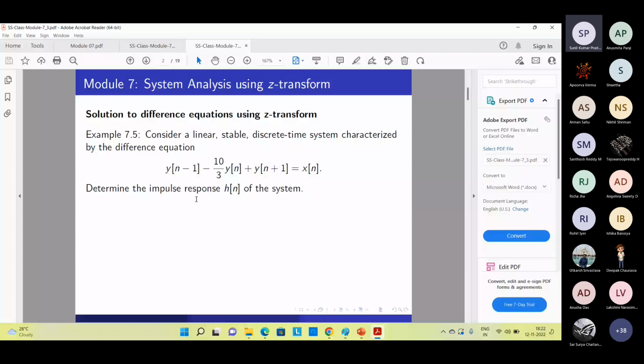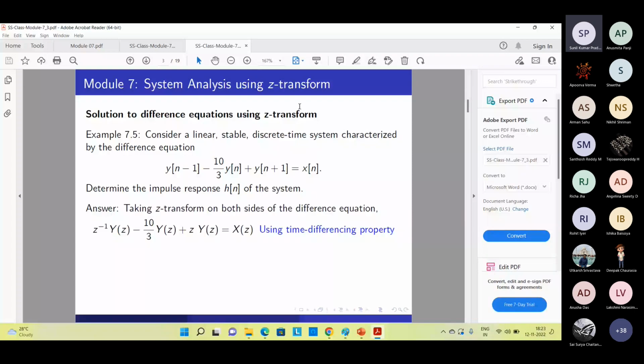So remember how we can solve this. First, you have to take the Z transform on both sides of this difference equation. So using the time shifting property, what will be the Z transform of y(n minus 1)? Z inverse Y(z). Then similarly, the Z transform of 10/3 y(n) is 10/3 Y(z), plus Z Y(z), which is equal to X(z). Then you have to take Y(z) common. Then it will be Z inverse minus 10/3 plus Z, which is equal to X(z).